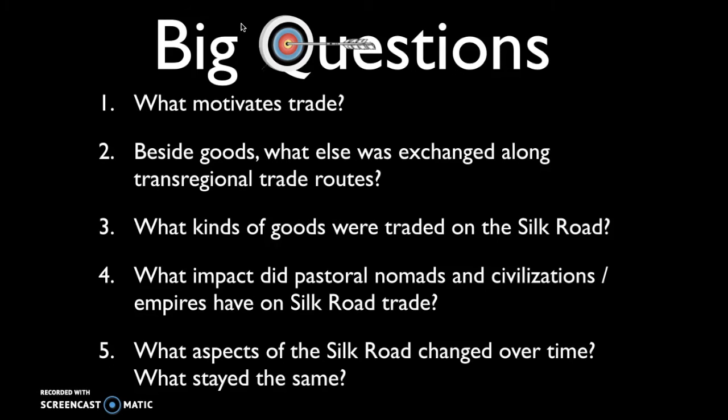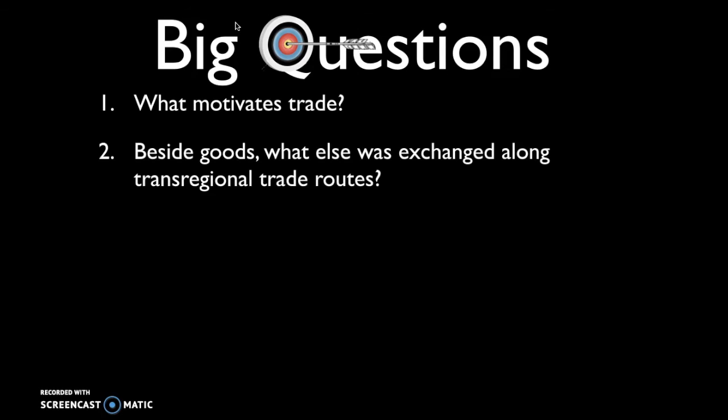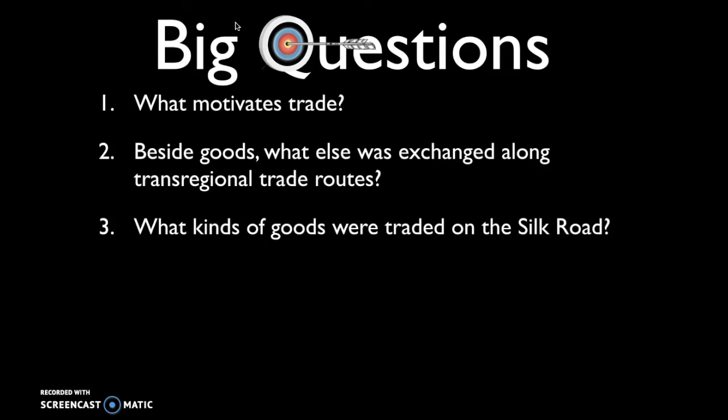This video will focus mainly on the Silk Road. So the big questions you should be able to answer after watching this video are: first, what motivates trade? Second, besides goods, what else was exchanged along trans-regional trade routes? Third, what kinds of goods?